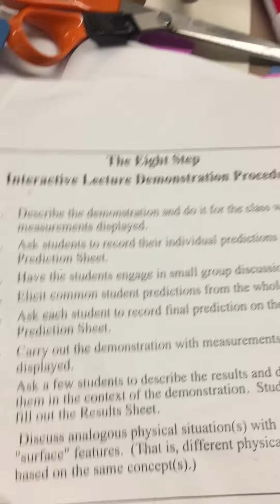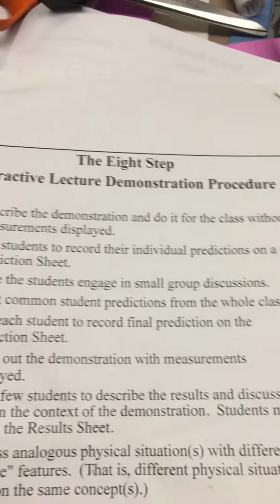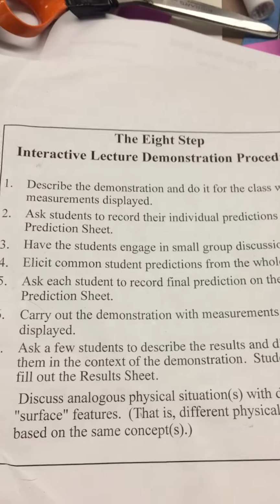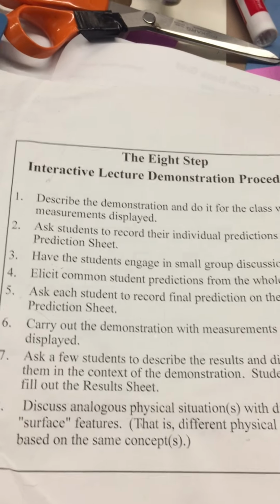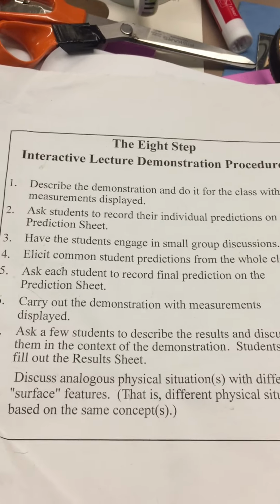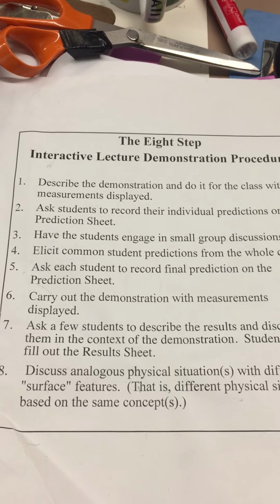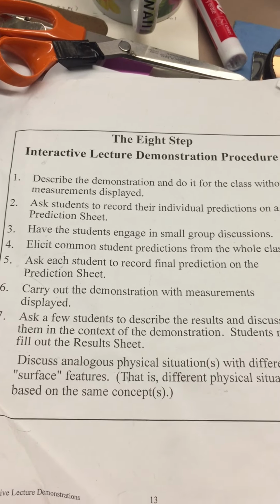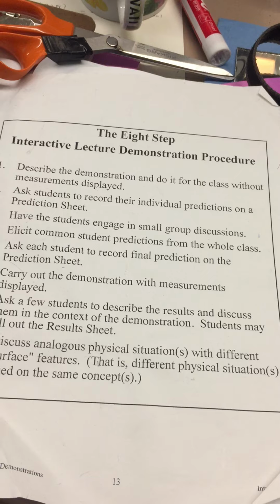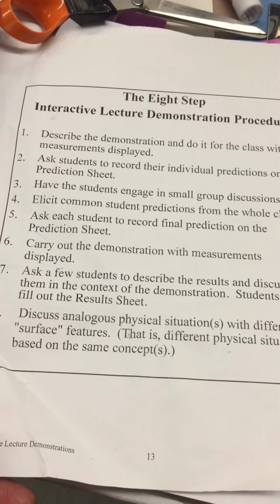And then the 8-step process for ILDs. This is David Sokolov's thing. I think I've got the piece of paper right here. You describe the experiment, do it for the class without the measurements. They make their own individual prediction. Then they talk in a group and come up with a prediction in their groups, right? Then they record a final prediction, then you carry it out, and then they discuss the results, right? Anyway, that's the ILDs.